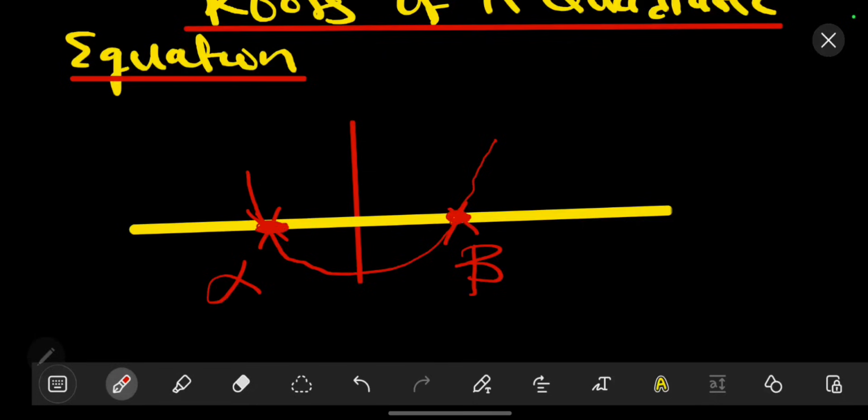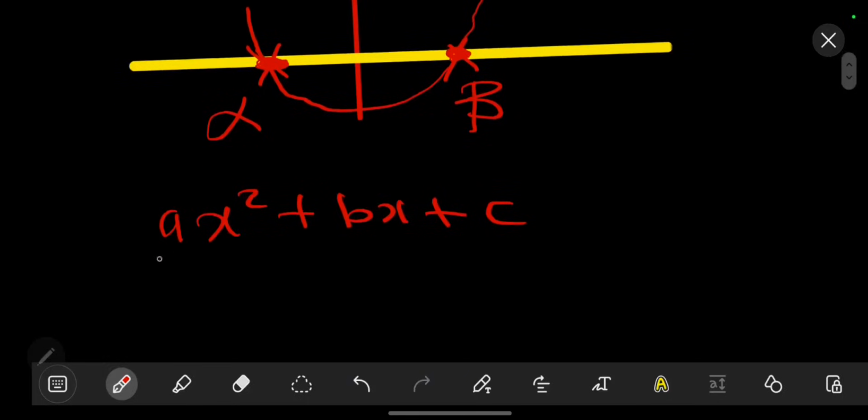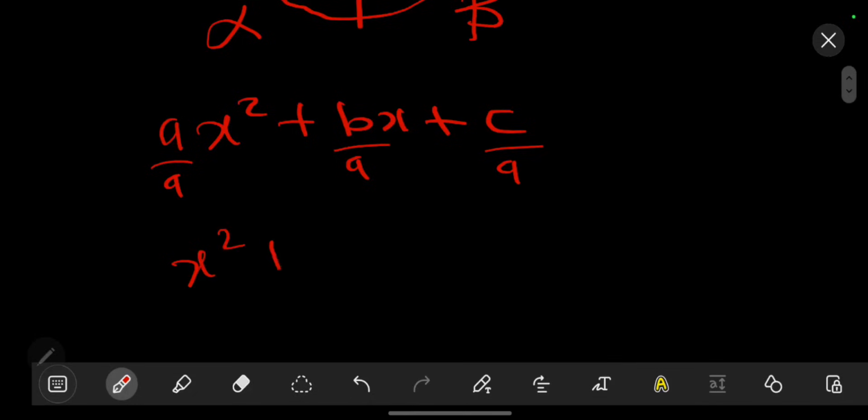Now as you can see, if these are roots of an equation, we know that y is equal to 0. Any quadratic equation is given in the form ax squared plus bx plus c. Let's see what happens when we divide throughout by a. The equation becomes x squared plus b over a x plus c over a.